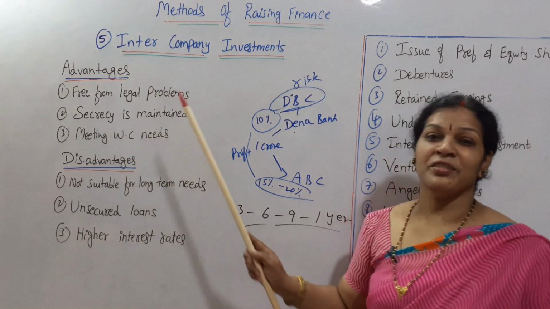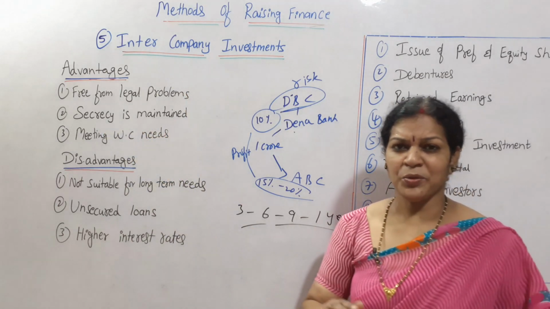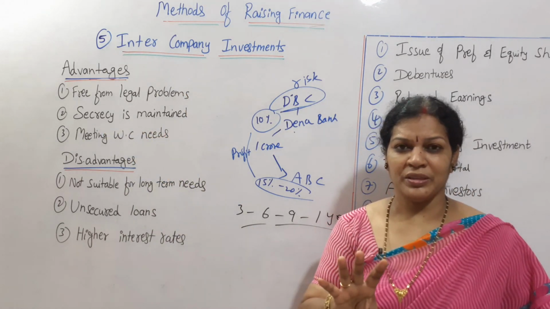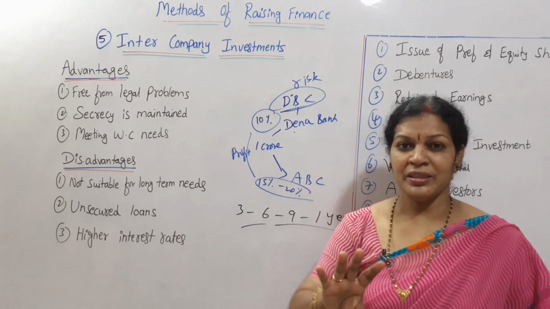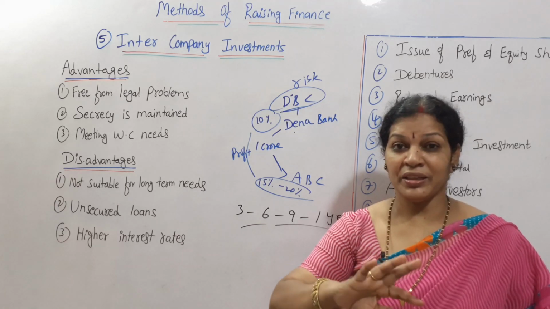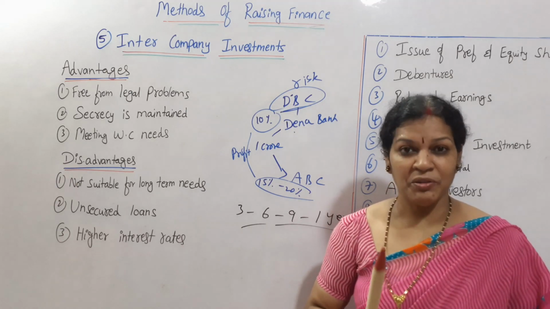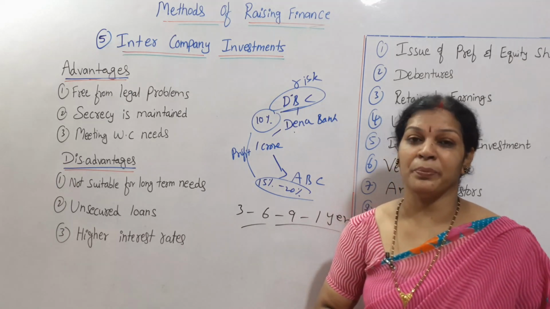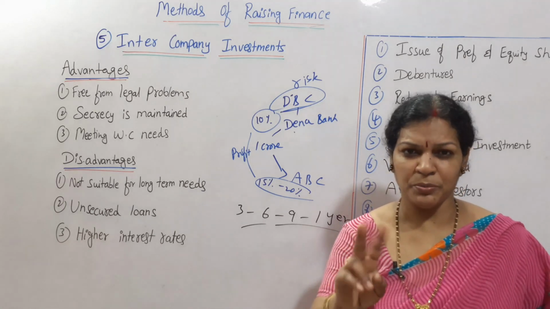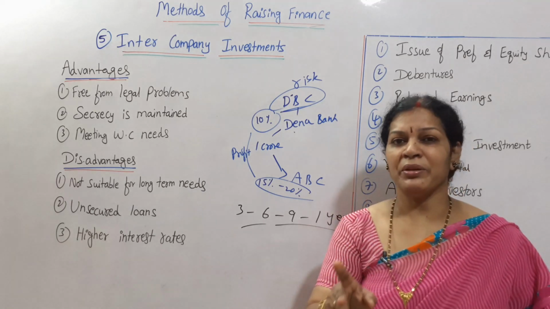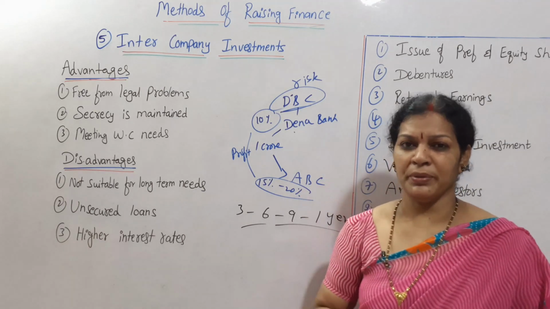Another one is secrecy is maintained, as I told you in the beginning. This intercompany investment is the understanding between the two companies, and there is no need to say it to anyone. So secrecy can be maintained properly. Even if it is through brokerage, only the broker will have knowledge. The rest of the things only the company knows.